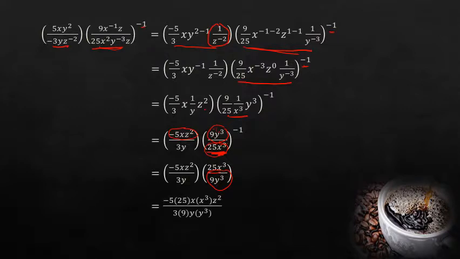So we can now proceed to multiplying these two. So we'll have negative 5 times 25 x multiplied to x cubed. Z squared does not have a partner. And then we have 3 times 9y times y cubed. So negative 5 times 25, that's negative 125. X times x cubed will give us x to the power 4. And then z squared is retained. All over 3 times 9, that's 27. And y times y cubed is equal to y to the power 4.